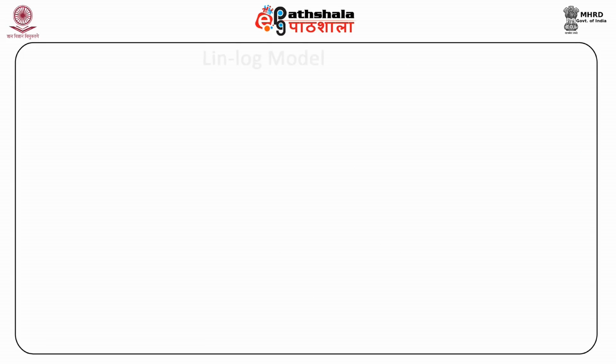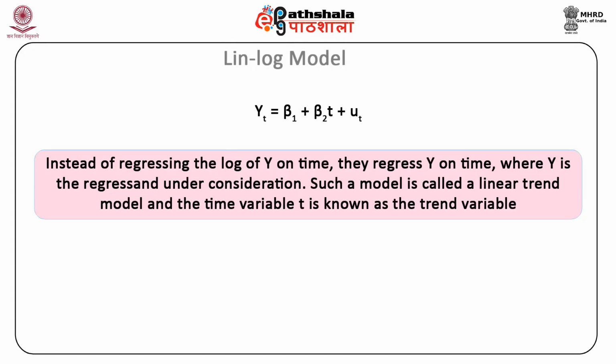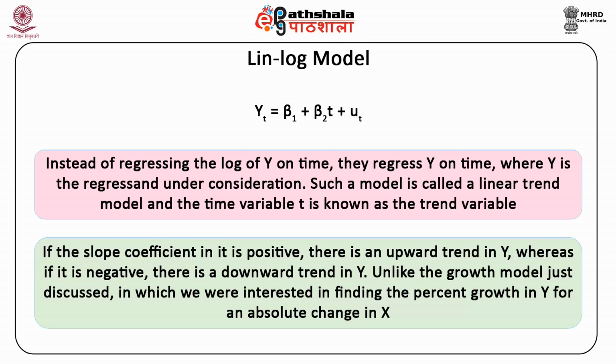Lin-log model. Instead of estimating the model, researchers sometimes estimate the following model, which is yt is equal to beta 1 plus beta 2 t plus ut. That is, instead of regressing the log of y on time, they regress y on time, where y is the regressant under consideration. Such a model is called a linear trend model, and the time variable t is known as the trend variable. If the slope coefficient is positive, there is an upward trend in y, whereas if it is negative, there is a downward trend in y.